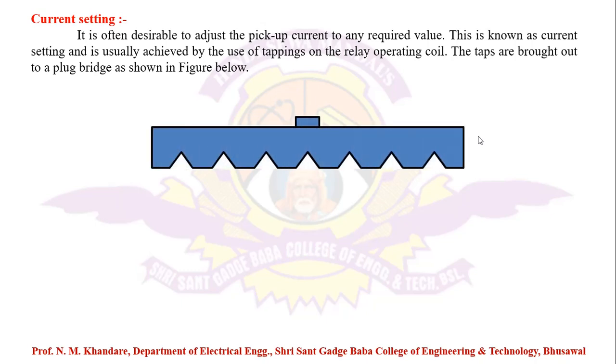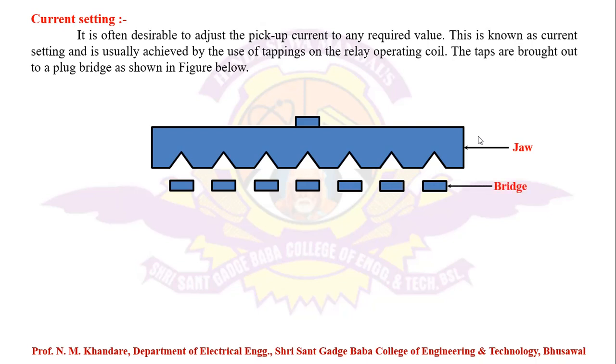So this is the jaw where the slots are provided, and the bridge circuit is provided there for completing it. Those slots have a setting in terms of percentage, from 50 in steps of 25%. So 50, 75, 100, 125, 150, 175 and 200% are the percentage settings for the pickup current. This jaw is connected to the CT terminals.